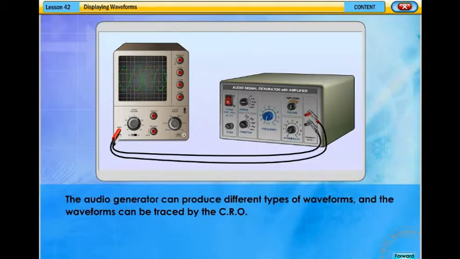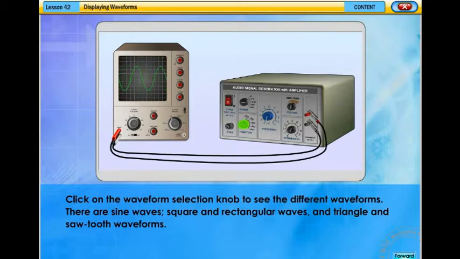The audio generator can produce different types of waveforms, and the waveforms can be traced by the CRO. Click on the Waveform selection knob to see the different waveforms. There are sine waves, square and rectangular waves, and triangle and sawtooth waveforms.